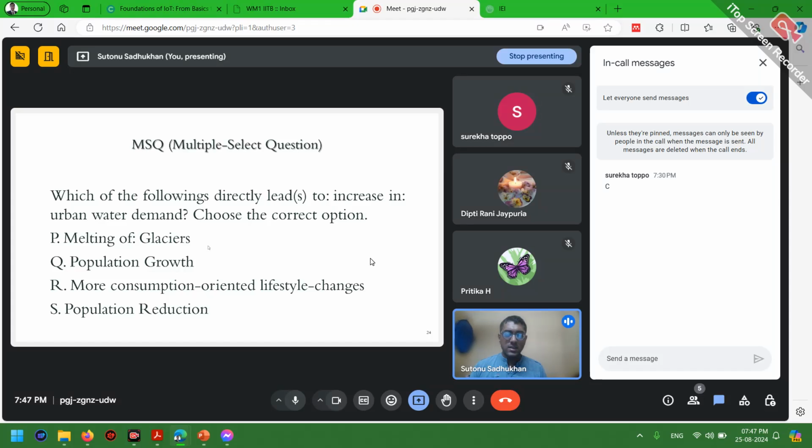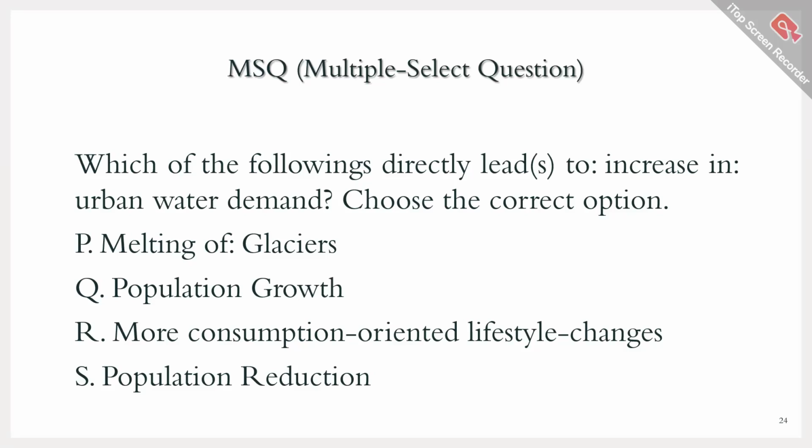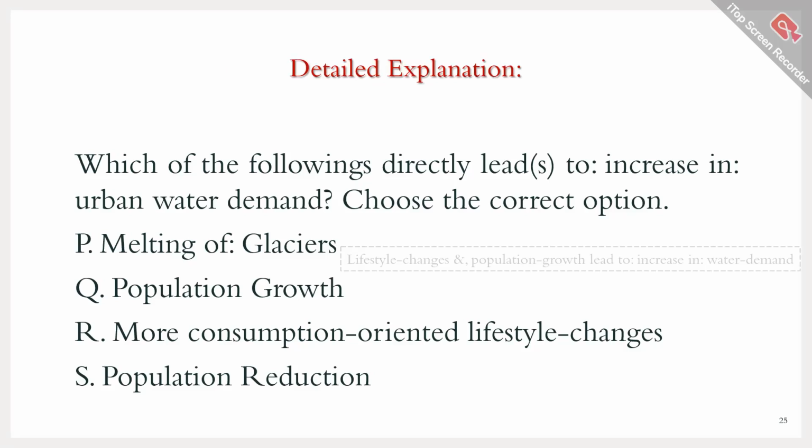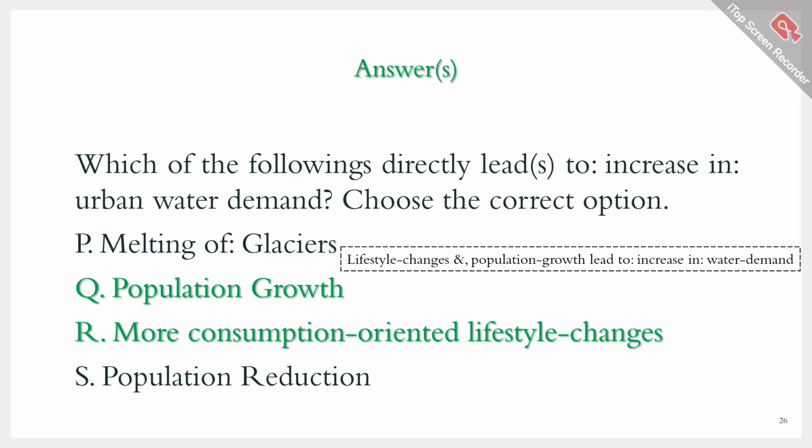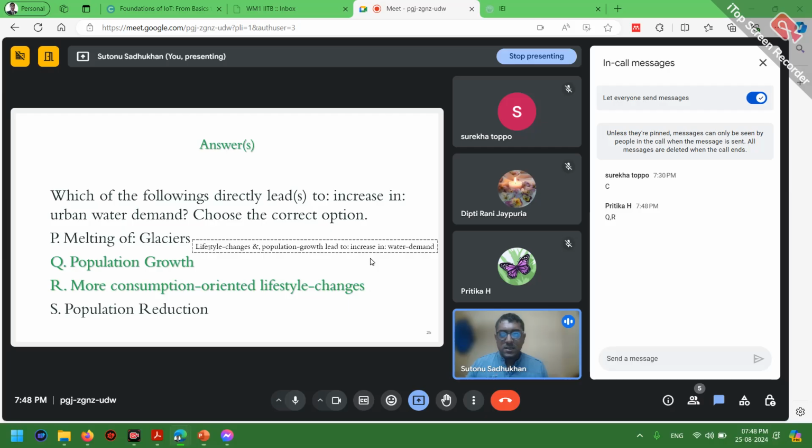Or tell me if there is any understanding problem. Okay, Pritika is telling Q and R. Yeah, so it's pretty obvious. The explanation is something like this: lifestyle changes and population growth lead to increase in water demand. If the population reduces, it will not increase the demand, and glaciers have nothing to do with the urban water demand. So Q and R is the correct answer, as you have correctly told.